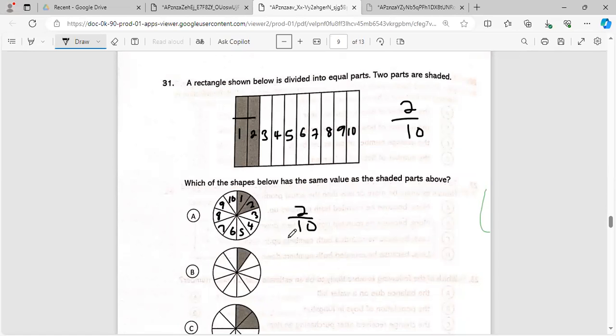Yeah, guys, I don't think there's much to explain. It's just 2/10, both of them, right? No, sir, I want to explain something. What do you want to explain here?